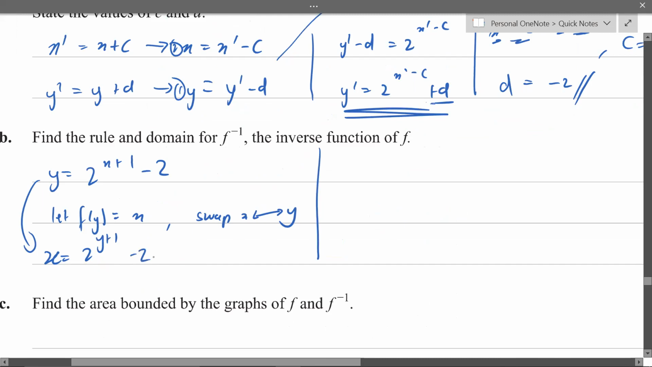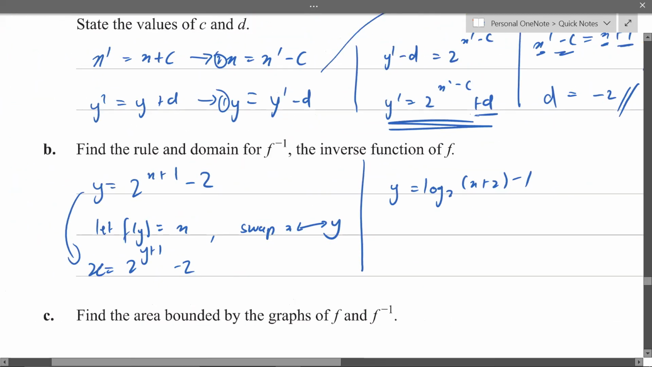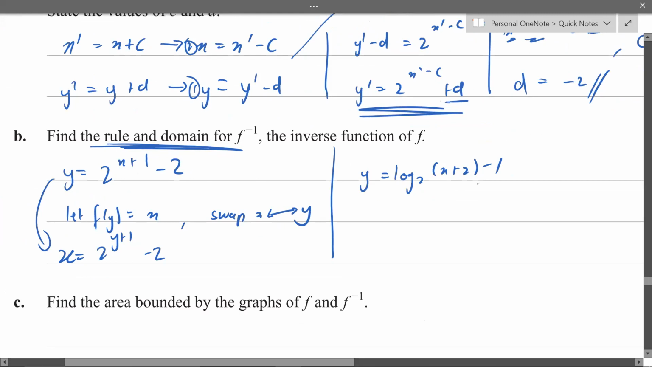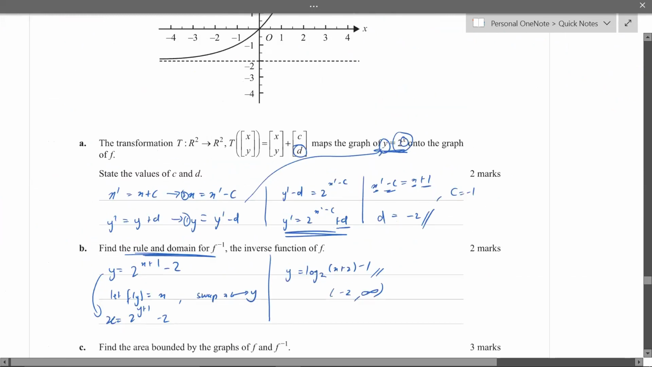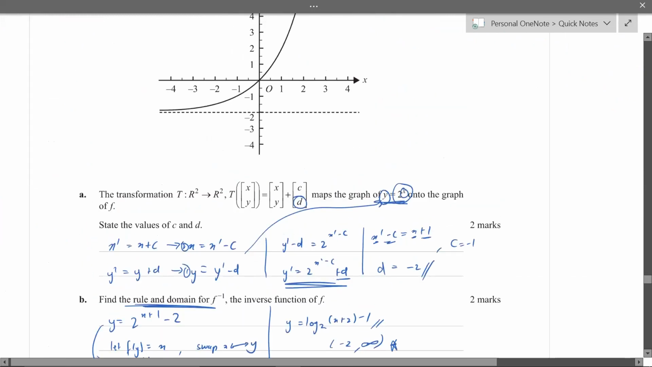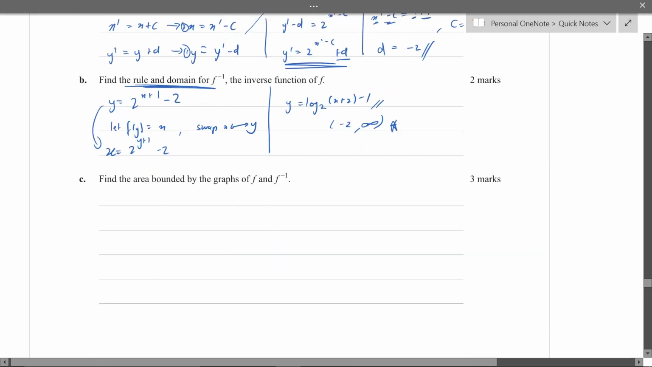And if you rearrange that, you just get y equals log base 2 of (x plus 2), minus 1. And even though usually questions in previous years only ask for the inverse function, I think in the new syllabus they began to ask for rule and domain. So make sure you don't just write the inverse function. Make sure you write the domain, which is negative 2 to infinity. And if you're a bit unsure because of the inverse functions, you can check this domain against the range of this graph, which it is. So all clear, that's the right answer.